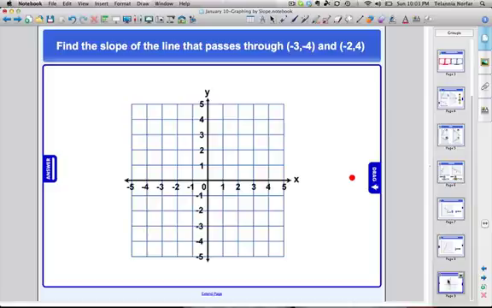Find the slope of a line that passes through two points: -3, -4, and -2, 4. I'm going to have to do a little bit of work for this one. Before I actually try and walk you through this, see if you can answer. Pause the video until everyone has answered.